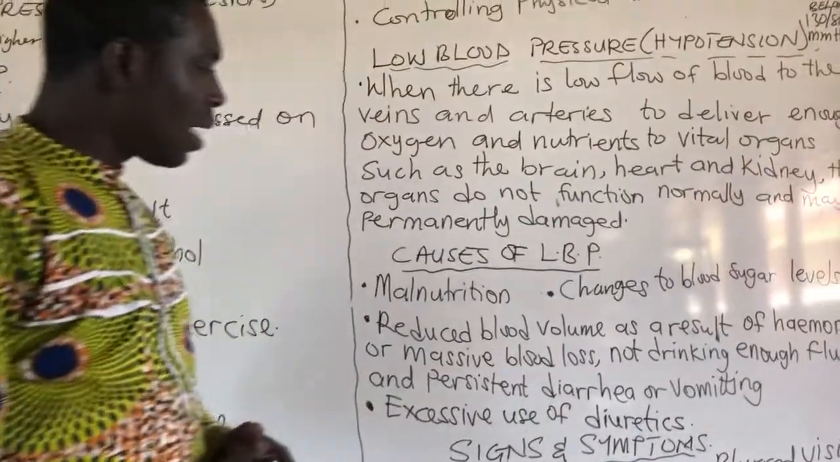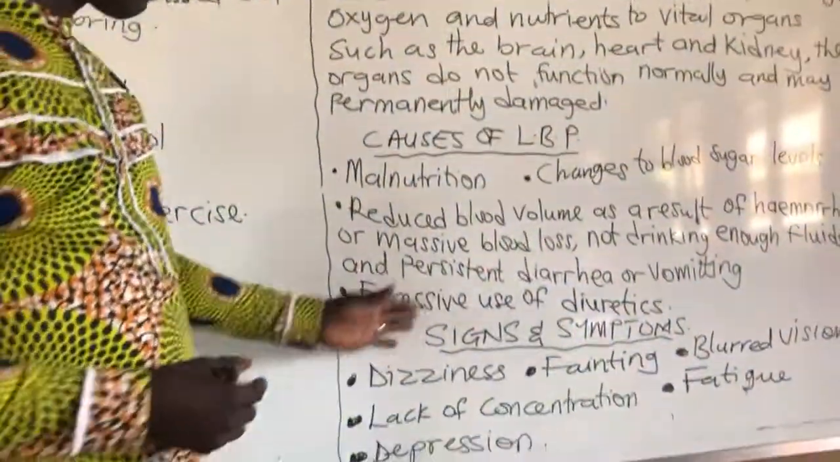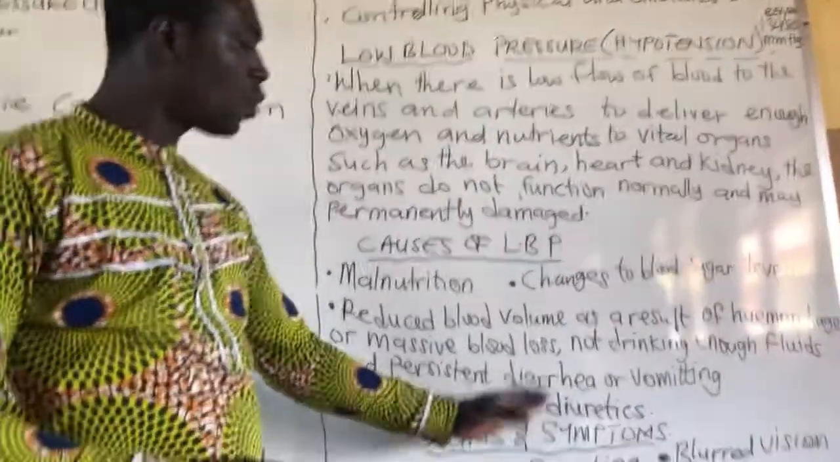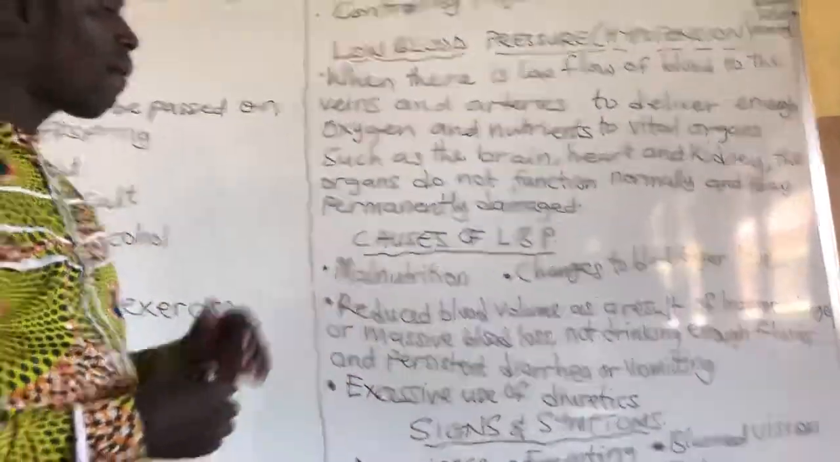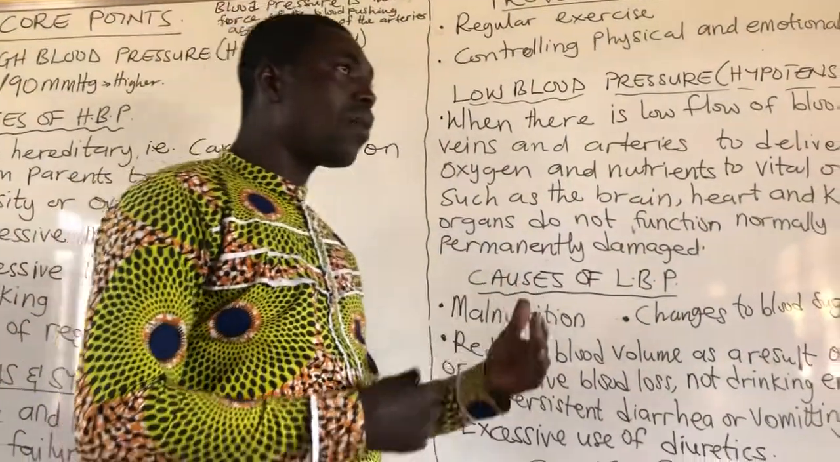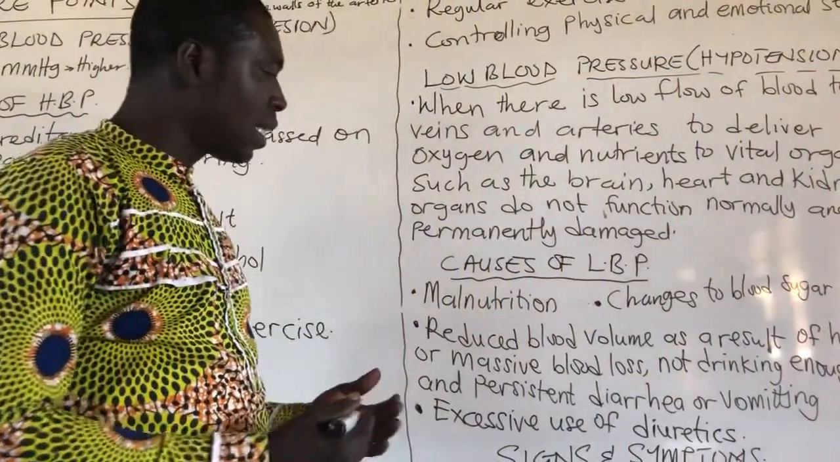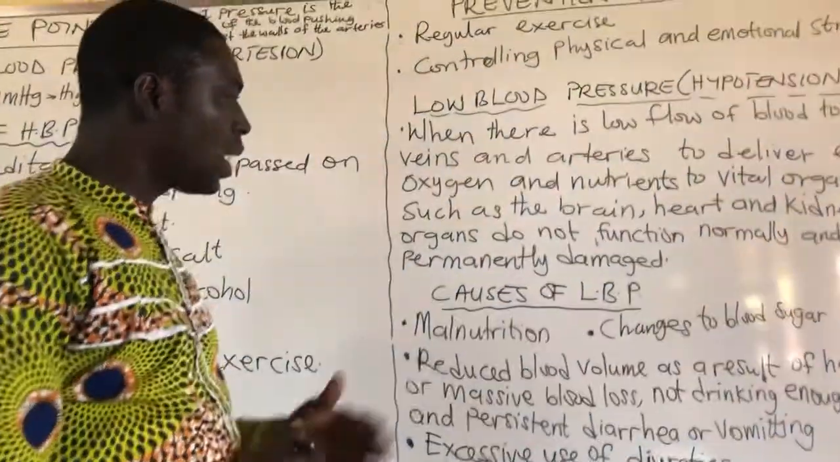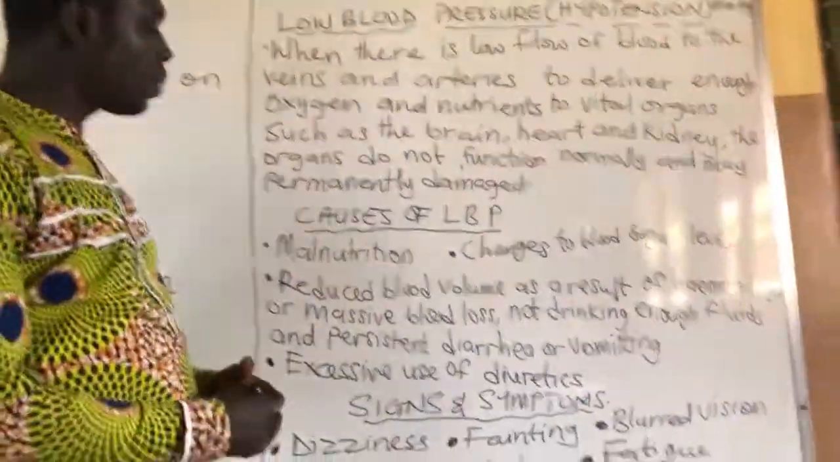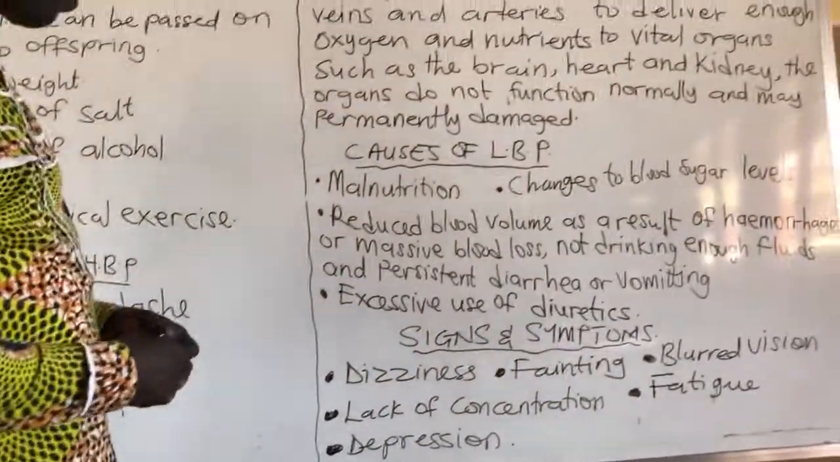Another cause of low blood pressure is excessive use of diuretics. Diuretics are medicines or chemicals that help the urine to flow easily. And this can also lead to low blood pressure. Now let's look at symptoms and signs of low blood pressure.